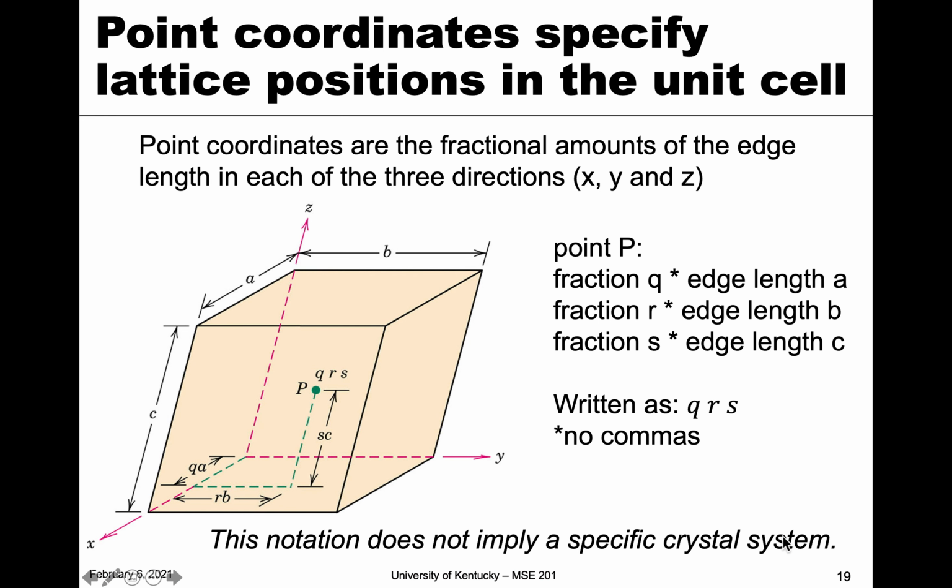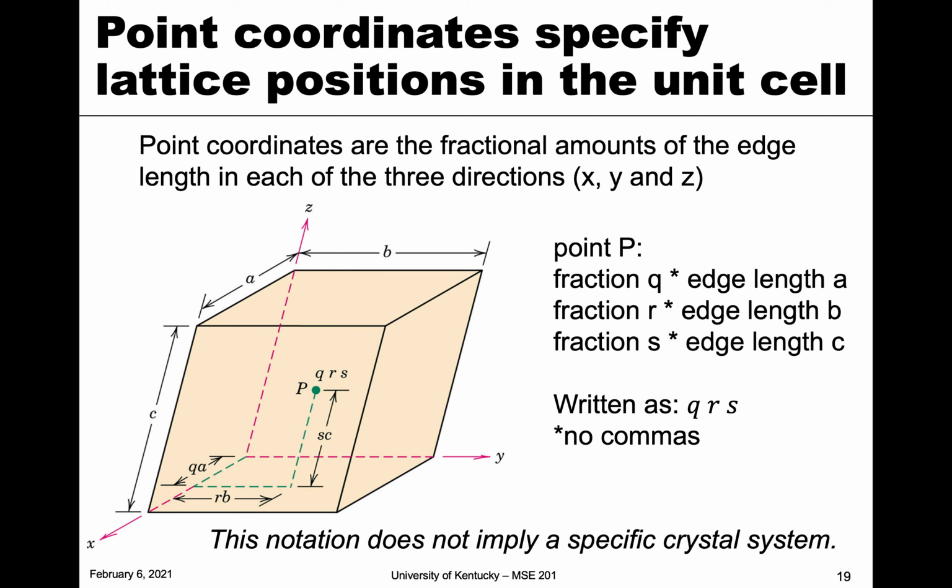So we just want to be able to quantify a particular point in a lattice so that we can describe it to others in an easy, quick form. And so we want to talk about point coordinates. So this specifies a specific lattice position in the unit cell. If you're familiar with Cartesian coordinates, x, y, z, then this is going to be very similar to that.